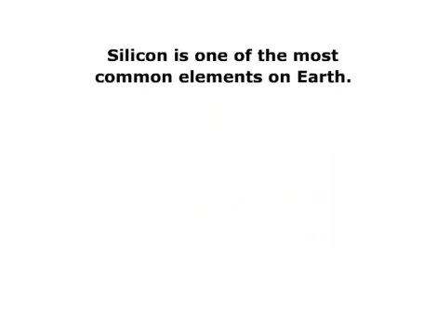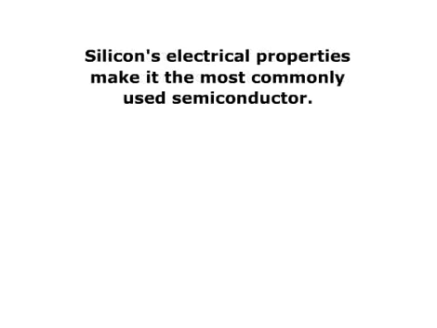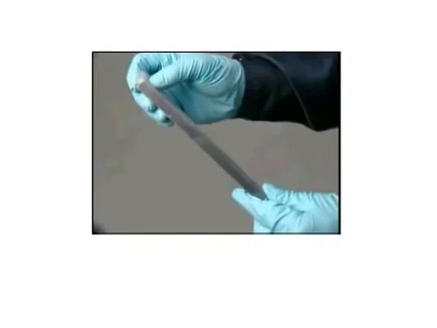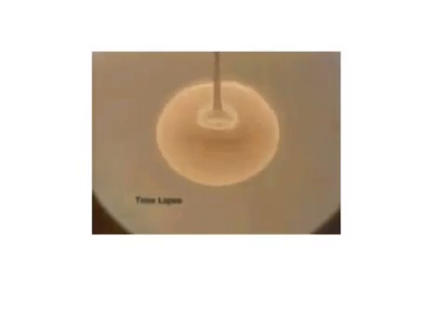Silicon is one of the most common elements on Earth, and its unique electrical properties have made it the most commonly used semiconductor. To manufacture the silicon wafer, sand and other materials are processed at high temperatures to purify the silicon. A seed crystal, or single crystal, is brought into contact with the highly purified molten silicon. The seed is slowly rotated and pulled from the crucible, producing a large silicon cylinder called an ingot.